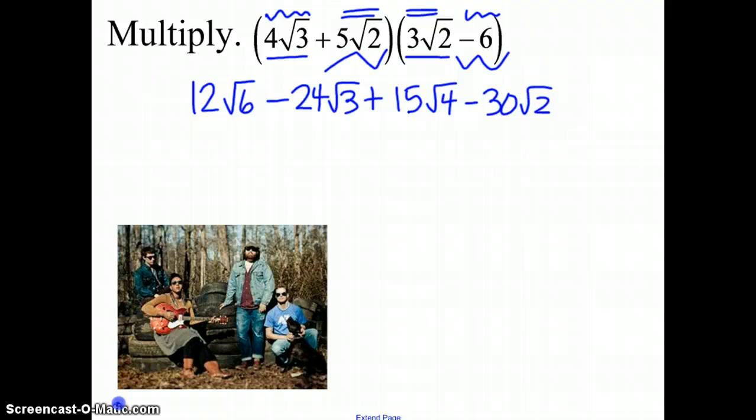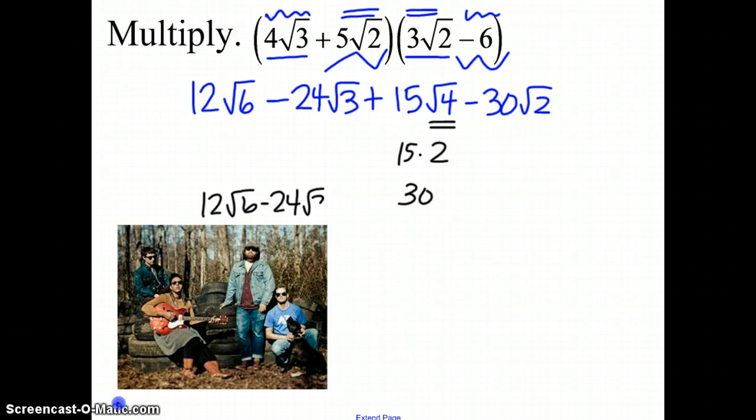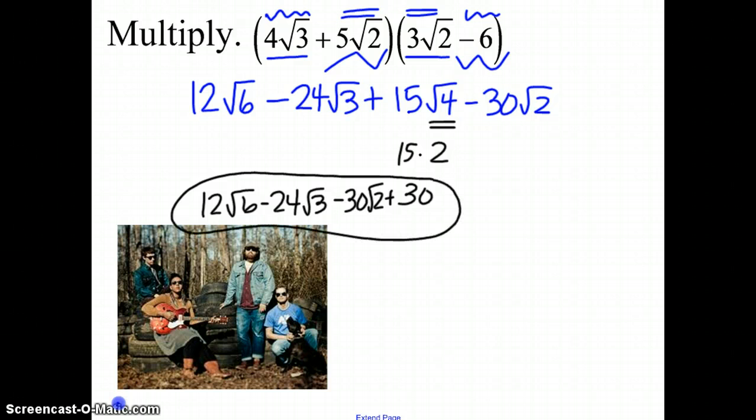The last thing we're going to do is see if we can simplify or combine like terms. The first one I've got root 6, root 3, root 4. Wait a minute. Root 4 is 2. So really we have 15 times 2, or 30. And then root 2, nothing else can be combined or simplified, so our answer is 12 root 6 minus 24 root 3 minus 30 root 2 plus 30. Combine what you can, simplify what you can, you'll do well.